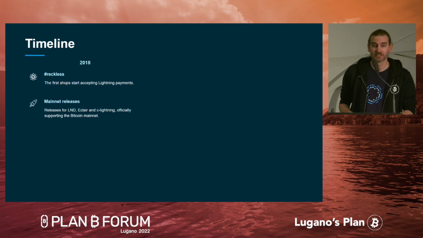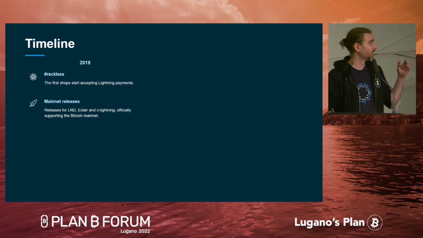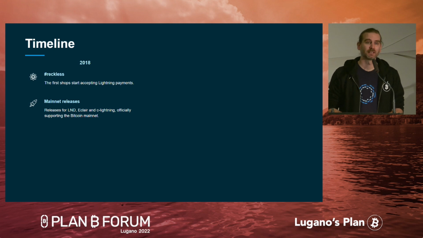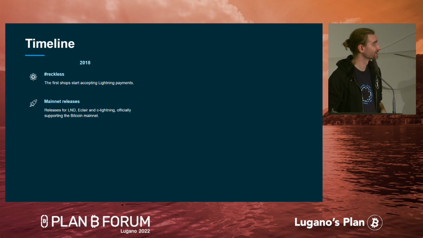In 2018, we also had the first mainnet releases, so LND, Core Lightning, Eclair, and Ptarmigan, a company that hasn't been contributing lately. We all released our clients, and you could actually start playing around with Lightning, and boy, did people come. So that was definitely interesting.